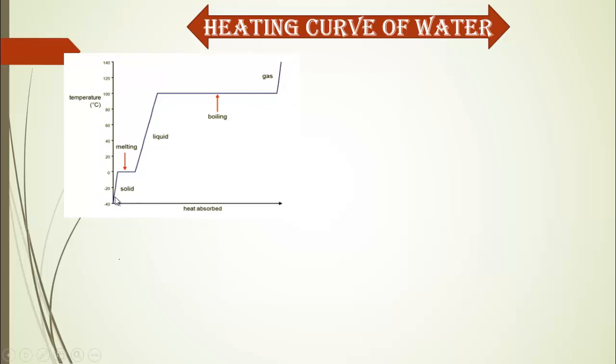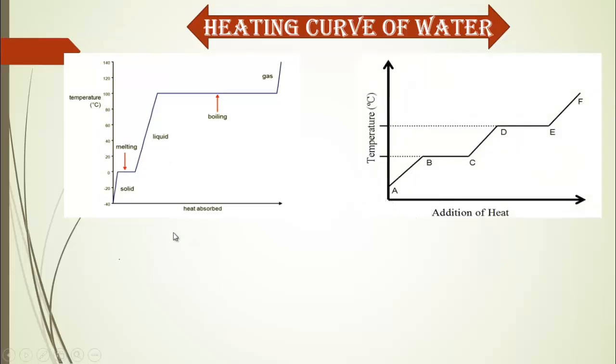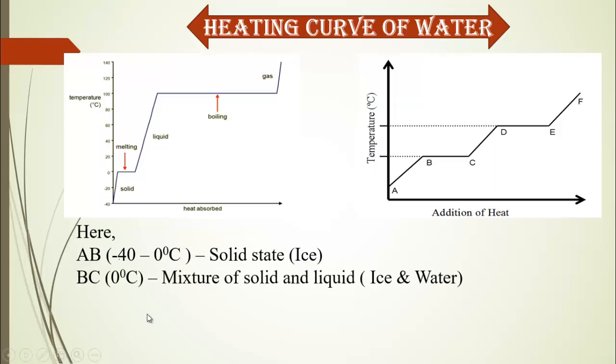So if we give marks or points at this corner, follow this figure, follow here. This is the starting point. If we give A mark, then here B and C, then D, E, F, then it will explain easily this way. Here AB, this portion AB, where temperature is minus 40 to 0 degree centigrade, is the solid state of water, that is ice. Now BC, this state BC, this is actually a mixture of what?